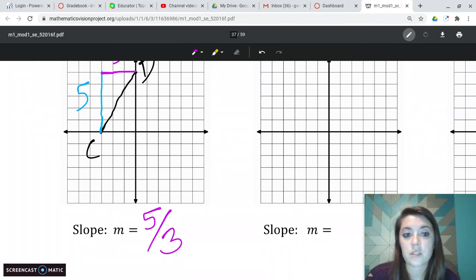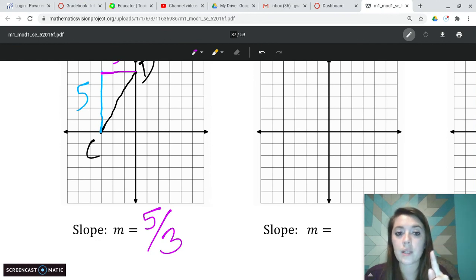That's what you guys are doing for this section. So start by graphing the 2 points, drawing the line between them, and then drawing out that slope triangle. So how much you're going up, how much you're going over. Then make sure you write the slope down, okay?